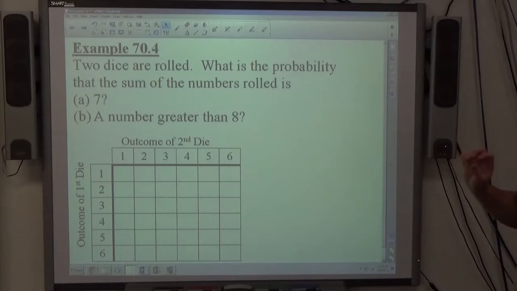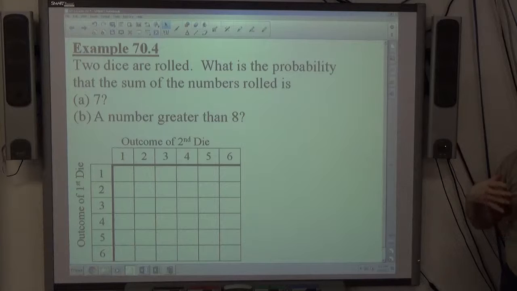Okay, example 4. Two dice are rolled. What's the probability that the sum of the numbers rolled is a 7, or a number greater than 8? Now this comes up a lot in your board games. Monopoly is one, for example. You use 2 dice, right? And Monopoly is a game based on probability.